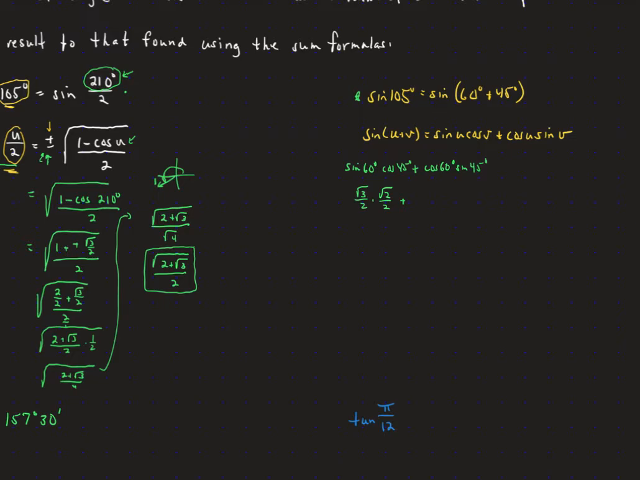The cosine of 60 degrees is 1/2, and the sine of 45 degrees is square root of 2 over 2. We've seen this before. That's going to be the square root of 6 plus the square root of 2 all over 4. And at first glance, those don't look anything alike. But if you put each of those into your calculator, you will see they're actually the same decimal.